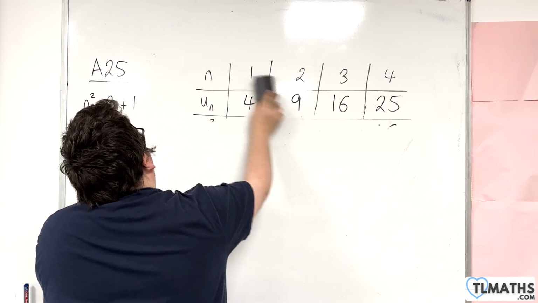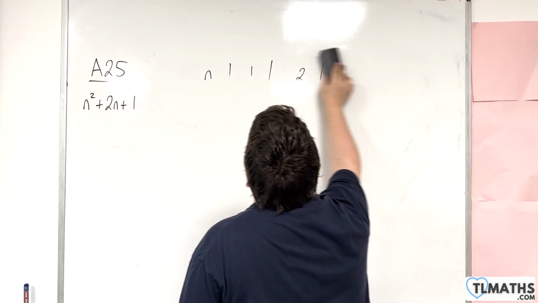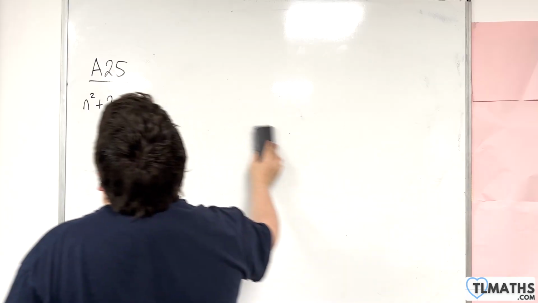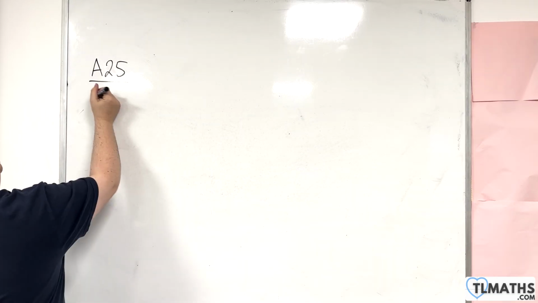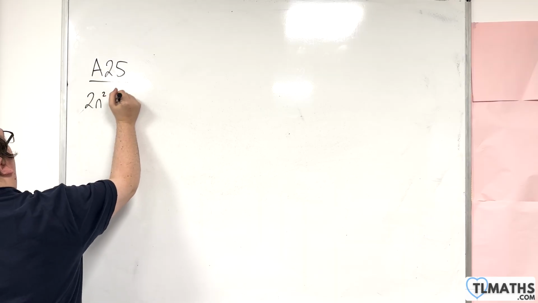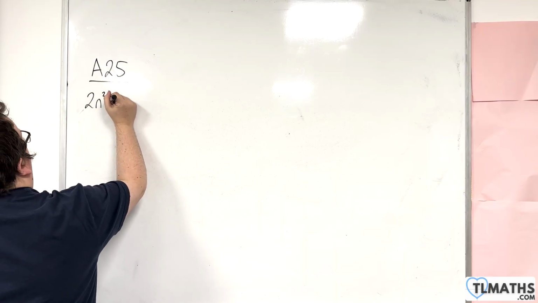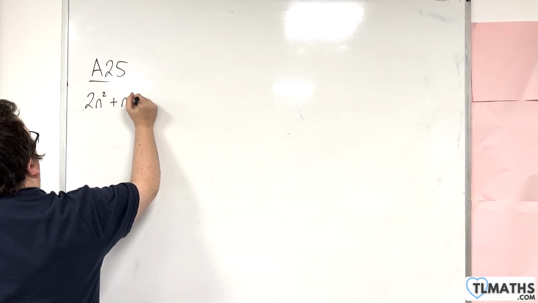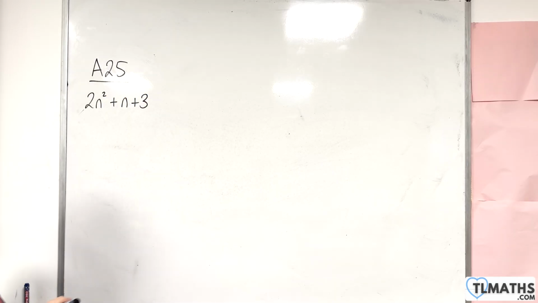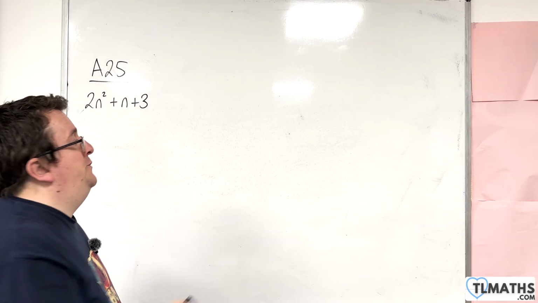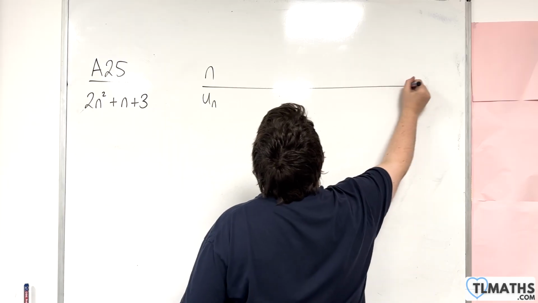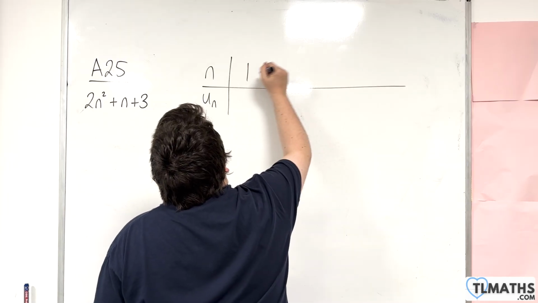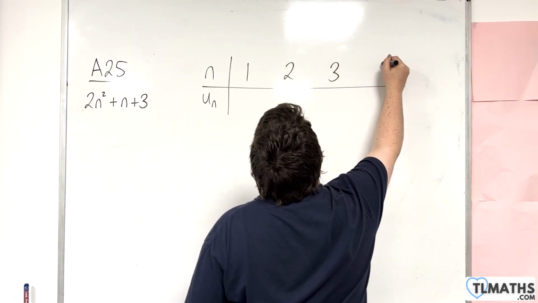so that you can see this a little bit more clearly, because one example is never enough of this. Let's put a 2 this time in front of the n squared. So 2n squared plus n plus 3. Okay? And let's find the first 4 terms. So n, un, 1, 2, 3, 4.